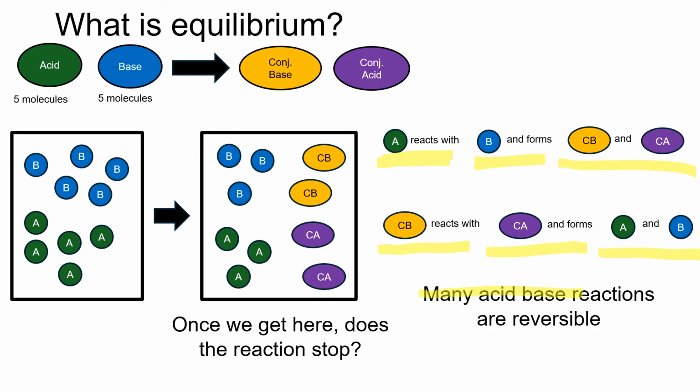This is important because many acid-base reactions are reversible, and it's important to note that a reaction never stops reacting. All right, there's always a dynamic equilibrium of this forward and backward process happening in reverse for most acid-base reactions.